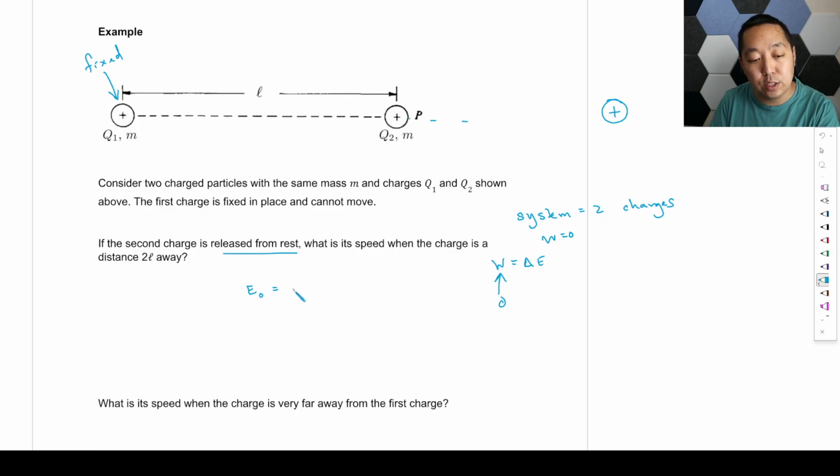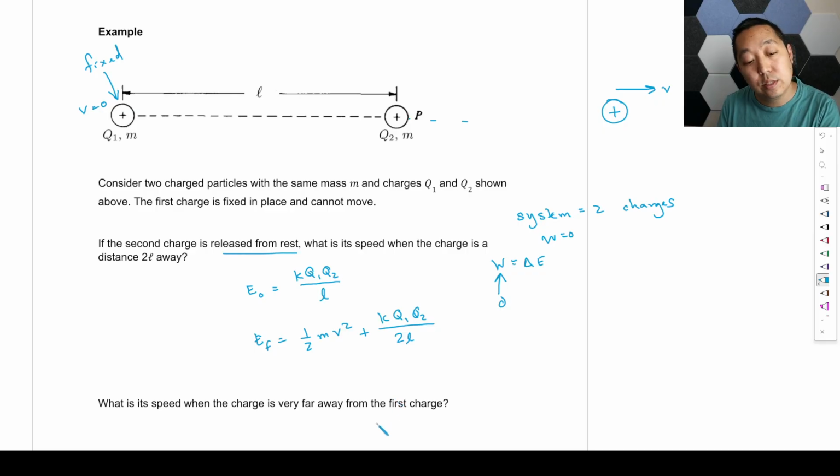Initially, they're released from rest, so there's no kinetic energy. The electric potential energy is going to be K Q1 Q2 divided by the distance between them, L. Then the final energy, when this thing's way out here, he has some speed. This guy's fixed, so his velocity is zero the whole time. So we do have some kinetic energy. We want to know this guy's moving at speed v. And then there's still some electric potential energy between the two, K Q1 Q2 divided by 2L.